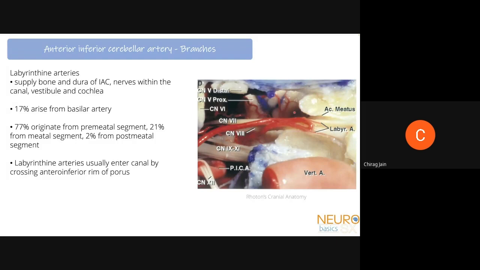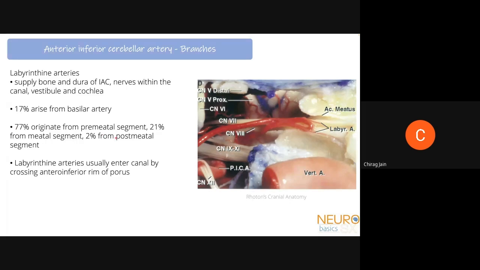The labyrinthine artery has been variably defined by different authors, and because of this definition, there's a lot of confusion. Supposedly 17% of the labyrinthine arteries can even directly arise from the basilar artery. Apart from that, if it is arising from the ICA, 77% of this will originate from the premeatal segment, 21% from the meatal segment, and 2% from the postmeatal segment.